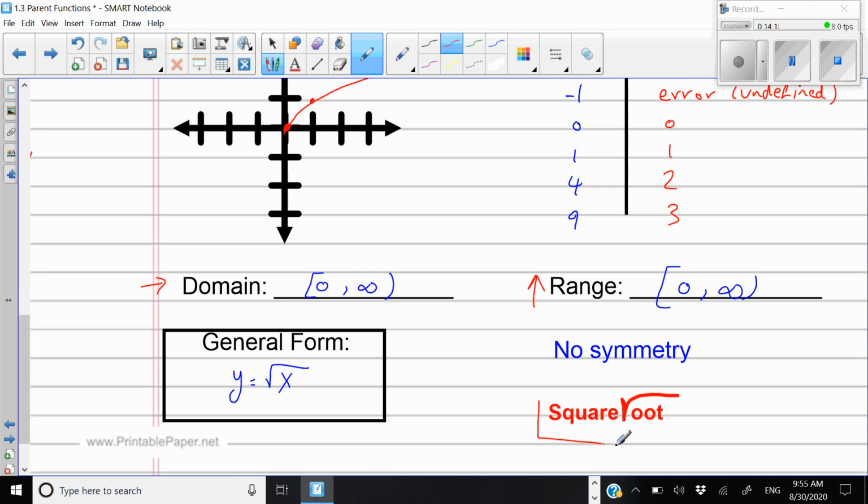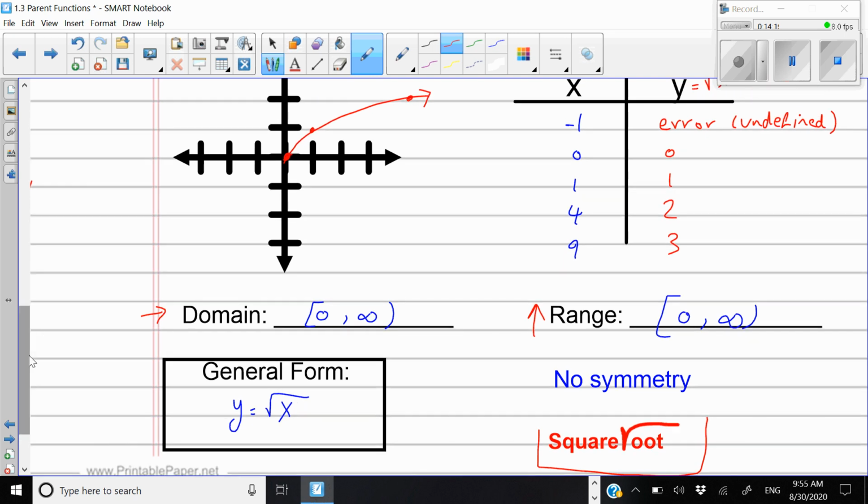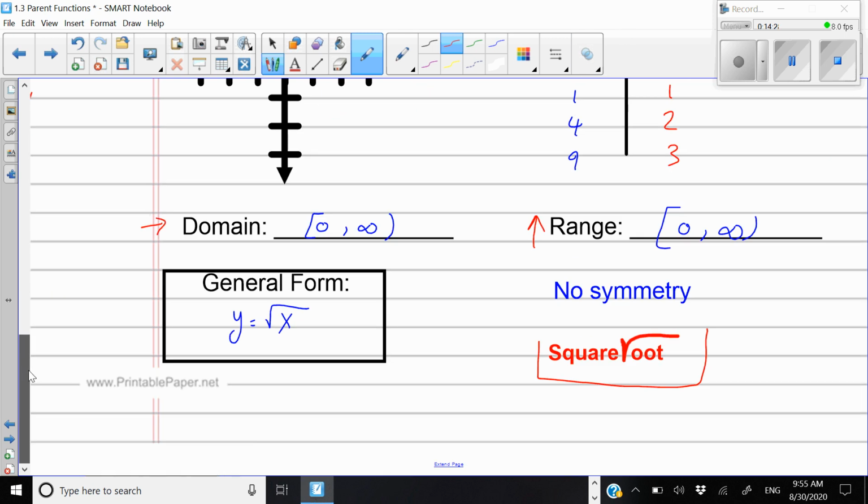And this is a little trick for you to remember the graph of square root function. Just use the R and use it this way. That means it's going to continue to the right side.